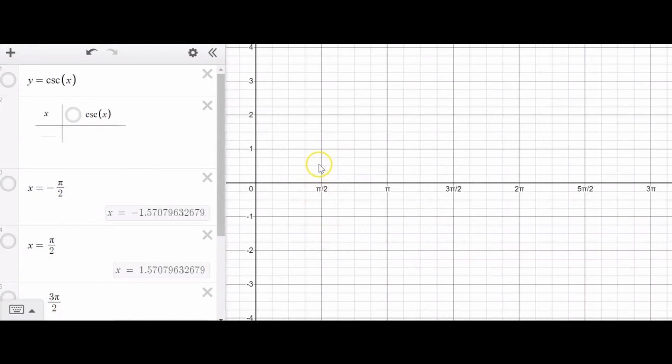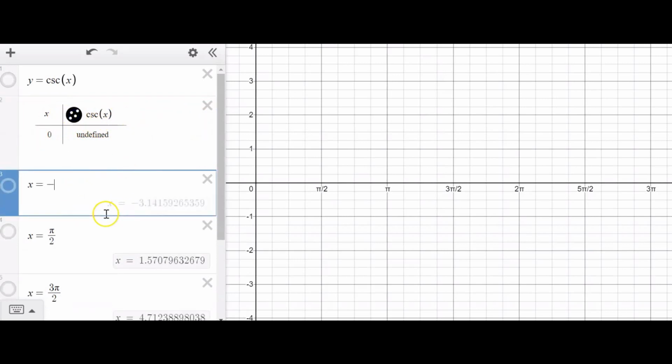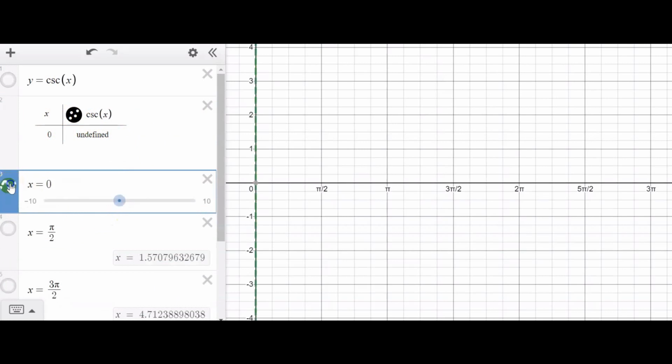Okay, so now let's look at the graph of cosecant. Now for cosecant, we can start at 0 because that is where one of its undefined points is. Okay? So when we put in 0, we see that cosecant is undefined. And so we can go ahead and put in a vertical asymptote at 0.